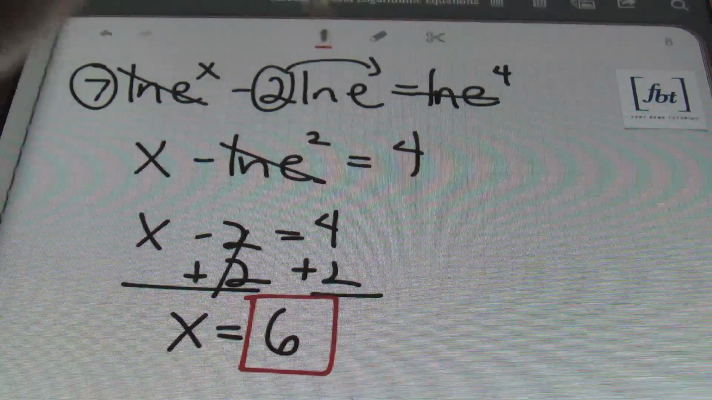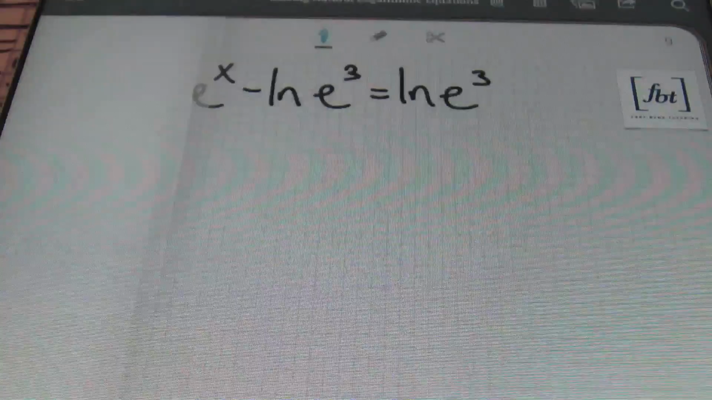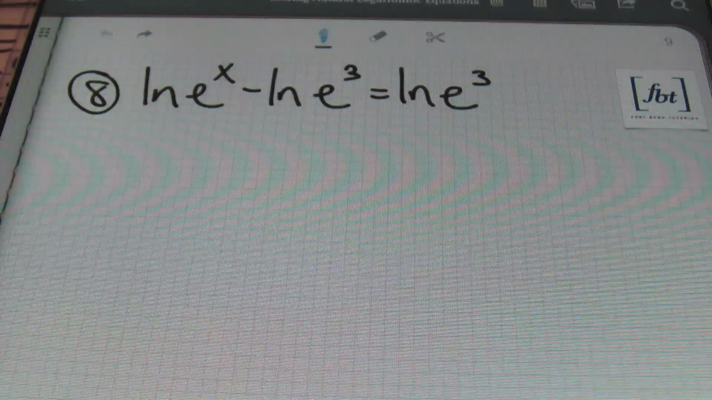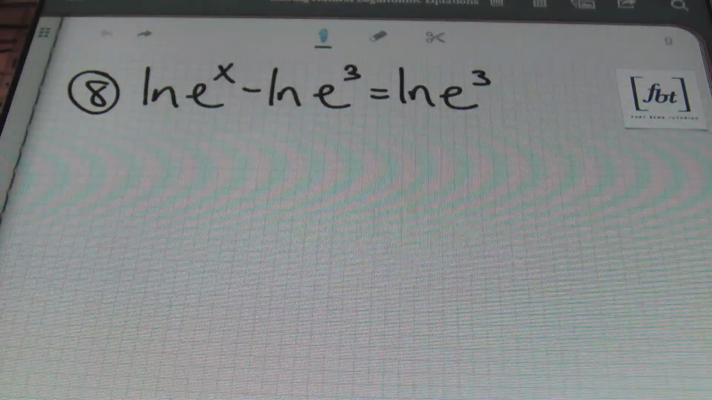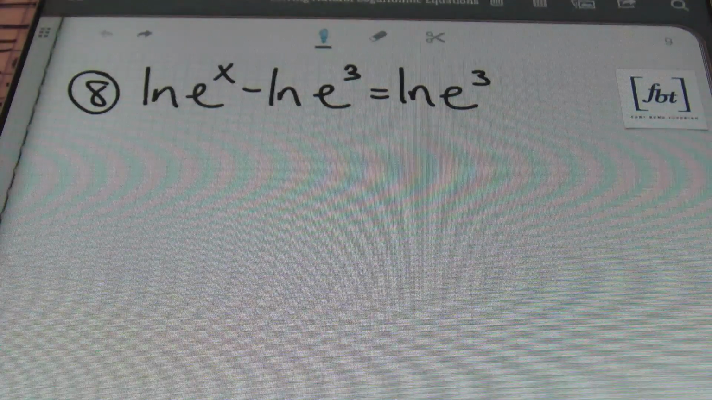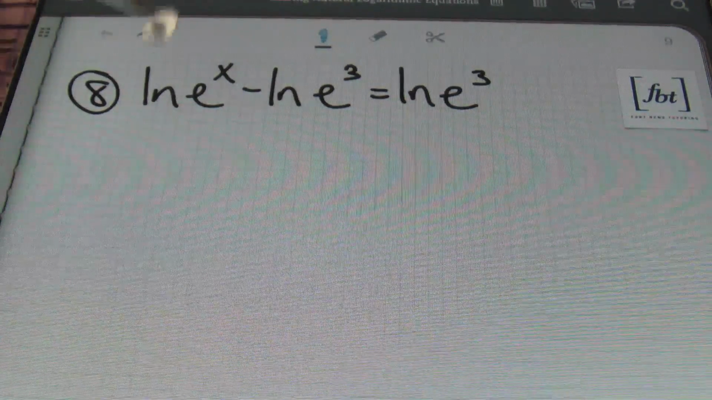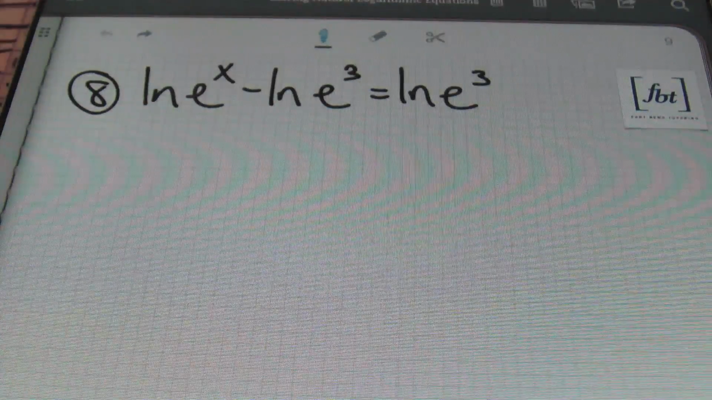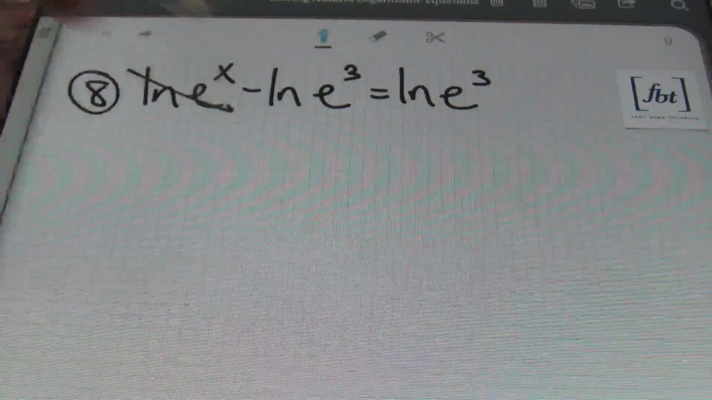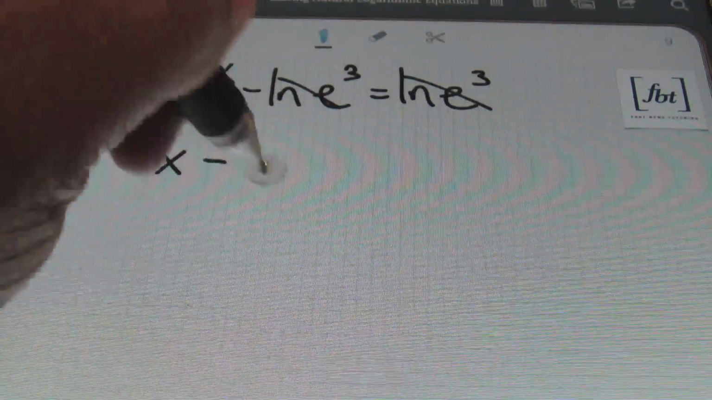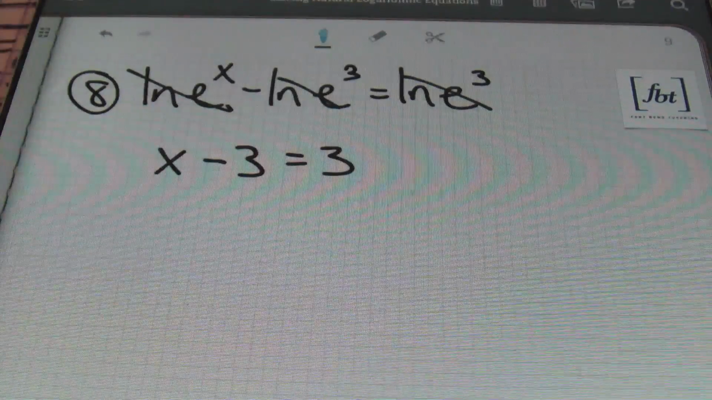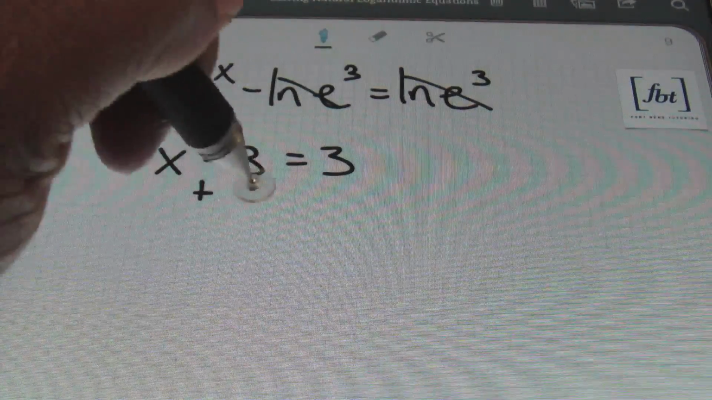Okay, so what do we have next? We have problem number 8. In problem number 8, I have the natural log of e to the x minus the natural log of e to the third power equals the natural log of e to the third power. Well, ladies and gentlemen, all these natural logs and e's, we're just going to cancel out. So all that's gone. So you can just write this as x minus 3 equals 3. Go ahead and add 3 to both sides.